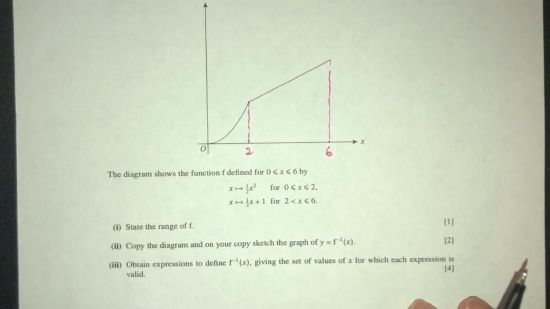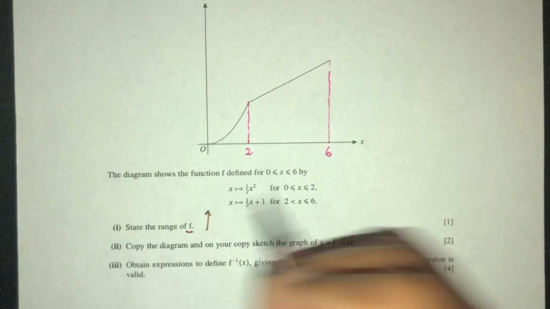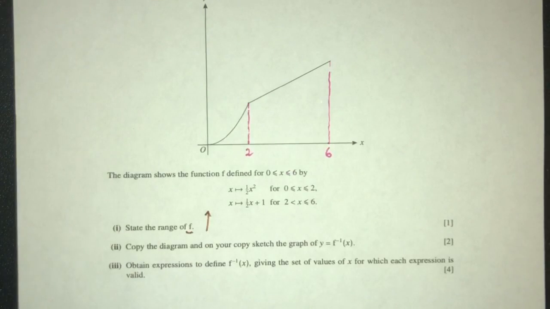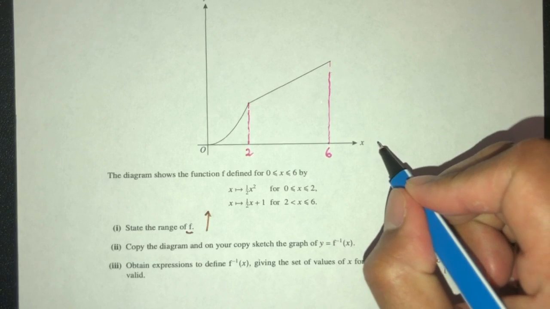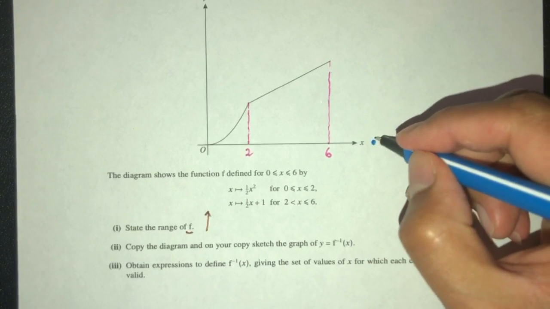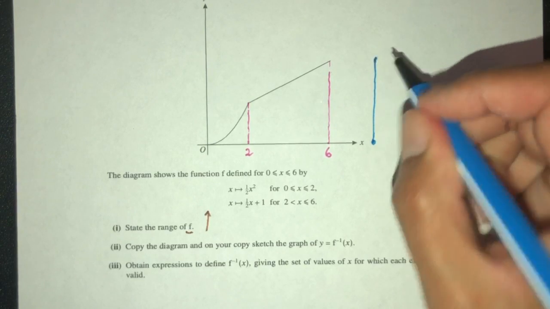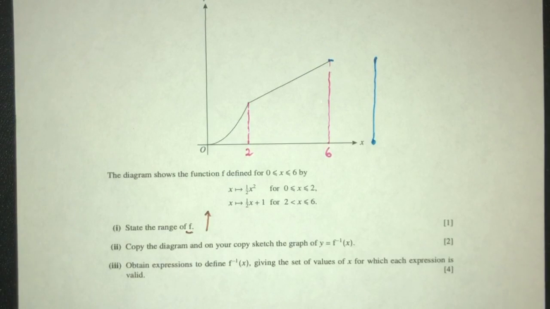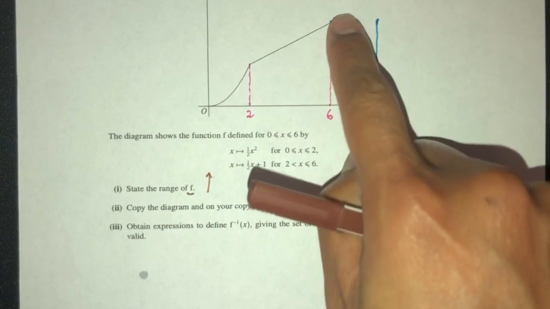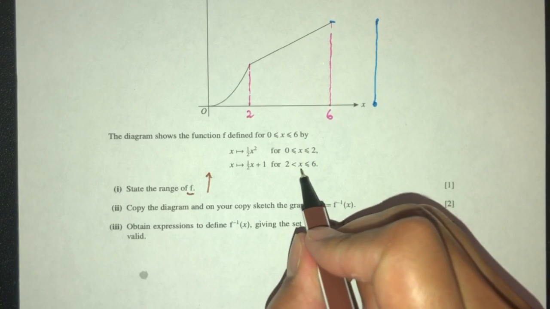Now what else? We have to state the range of f. So the range of f is the y value of f, the up and down value. So by observation, you can see the y value begins at the point 0. And it goes all the way up to which? To this value. So we have to find this value. So pretty easy. This is the value when the value of x is 6. So replace 6 here.